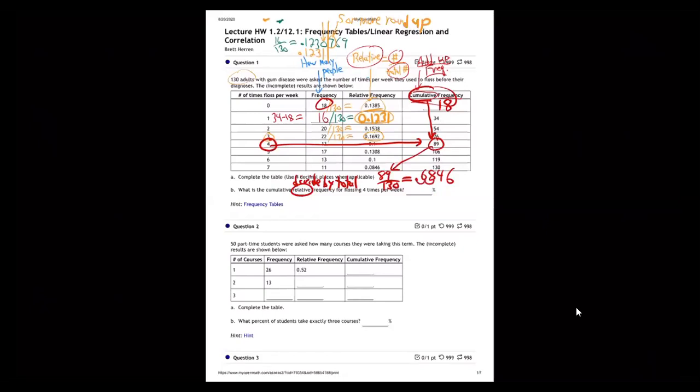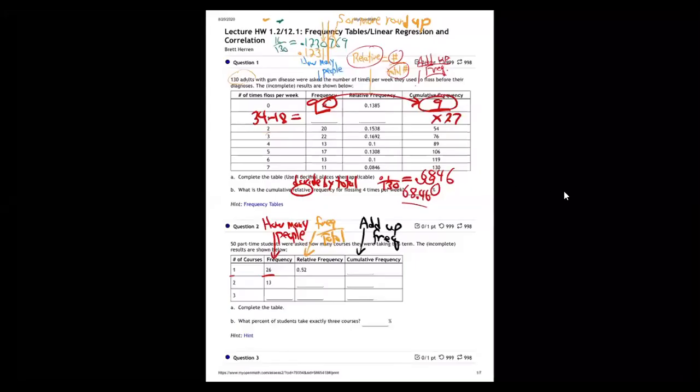2 places. So this is going to be 68.46%. The percent's already there. You don't have to write it in. There we go. We are done with this question. On mine, for the cumulative frequency, I put 70.